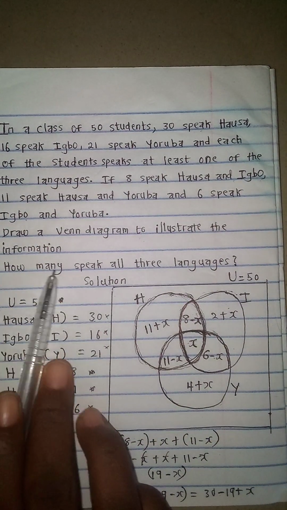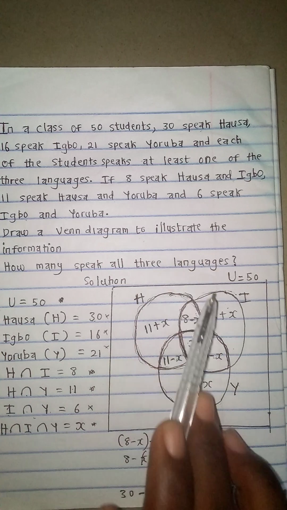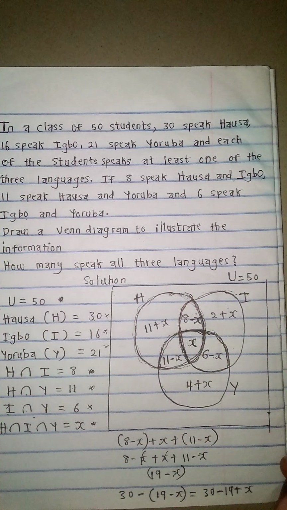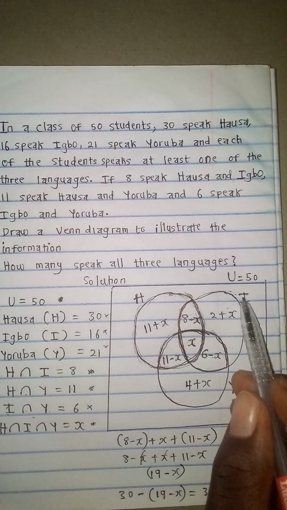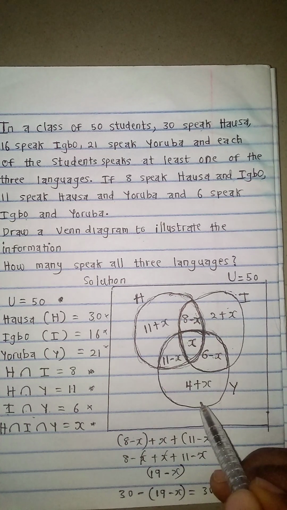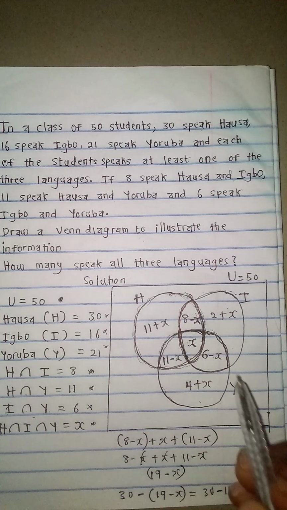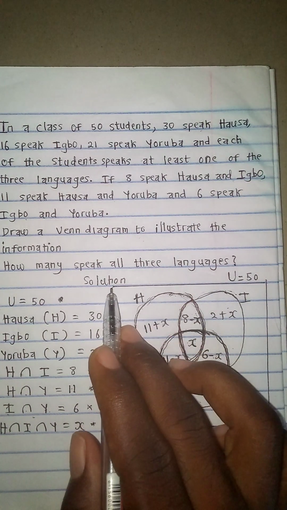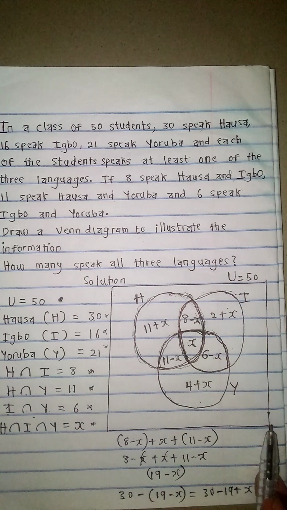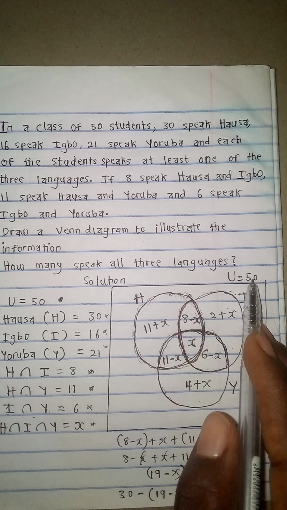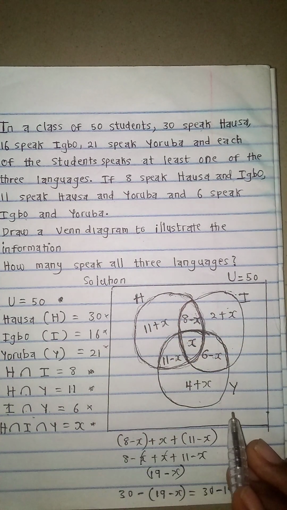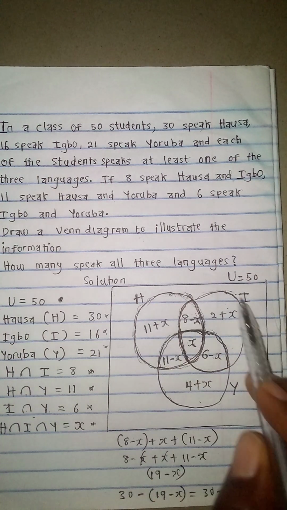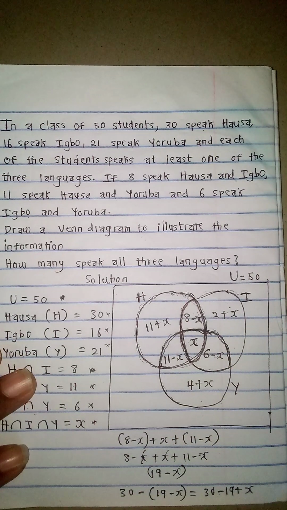Now, secondly, how many speak all three languages? It is x. Yes, it is x that speaks Igbo, Hausa, and Yoruba. But how do we get x? We can easily get x. Why? Because we know what is meant to be inside this rectangle is 50. I told you your rectangle stands for the universal set. What we are meant to have inside this rectangle is 50. So let us sum everything up together and see if we'll be getting 50.